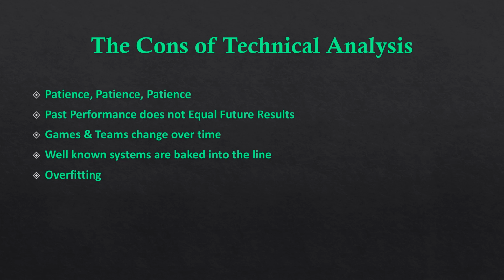Next, well-known systems are baked into the line. Odds makers are aware of popular systems, such as the NBA zigzag playoff system, and will adjust the lines accordingly. If a bettor finds a system that produces a consistent profit, it is best to keep it a secret to maintain its profitability. Handicappers can use simple systems to help them decide who will win a game, but once these systems become public knowledge, the betting lines will reflect this, reducing the chances of the profitable bet.